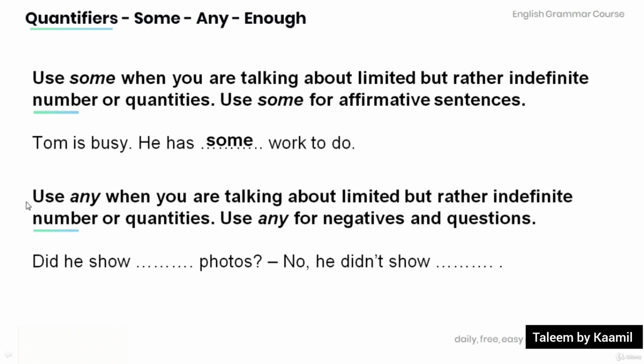Also remember to use any when you are talking about limited but rather indefinite number of quantities. Now make sure to use any for negatives and questions. Now read the following sentences and fill in the blanks using the appropriate quantifier. Did he show photos? No, he didn't show. Did he show any photos? No, he didn't show any.